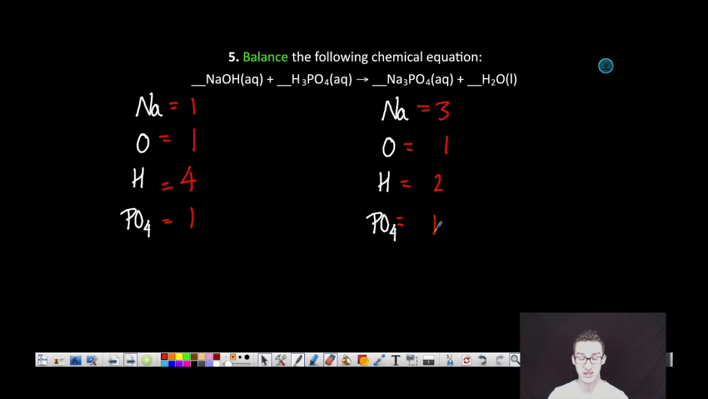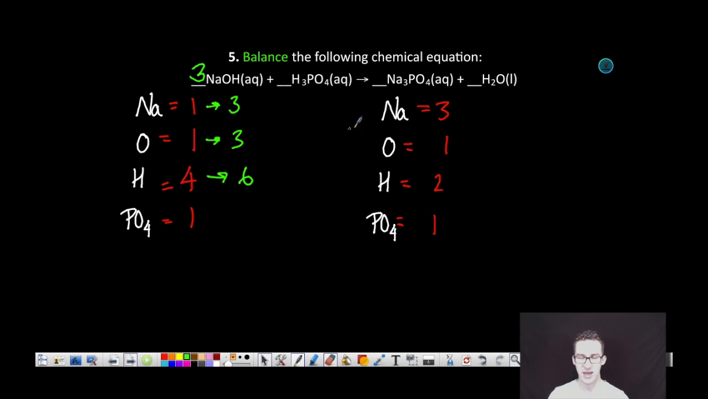Now again, there's no scientific way to answer this question, it's truly trial and error, but it's important that you start with your metals first. So let's balance the sodium by putting a coefficient of 3 in front of our sodium hydroxide. That'll change this to 3, but it will also affect our oxygen and hydrogen counts. It'll change our oxygen to 3 as well, and turn our hydrogen into 6 on the reactant side. So we have balanced the sodium. Our oxygen, though, is now unbalanced. Hydrogen is unbalanced. Our phosphates are balanced still.